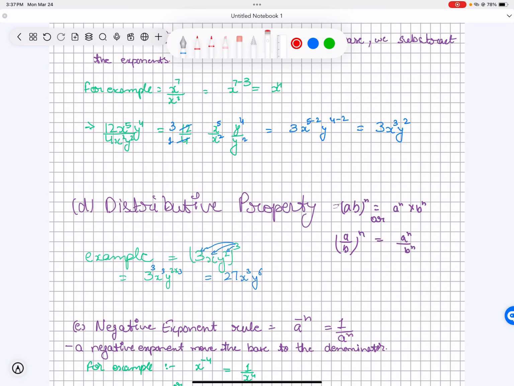Then here we have another example with numbers, where we have 12 x to the 5 y to the 4 over 4 x squared y squared. We are going to try to separate it. So we keep 12 over 4 here, and we cancel it to 3. And then we subtract the exponents. So 5 minus 2 is 3, so x cubed, and then y to the 4 minus y to the 2, we get y squared. So that is our final answer.